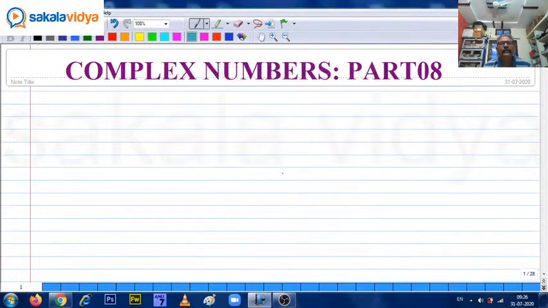Welcome to today's session. In the last class we completed 50 problems. Now, the 51st problem. We need to complete the 51st problem.